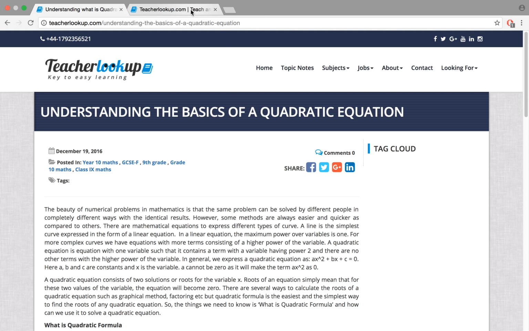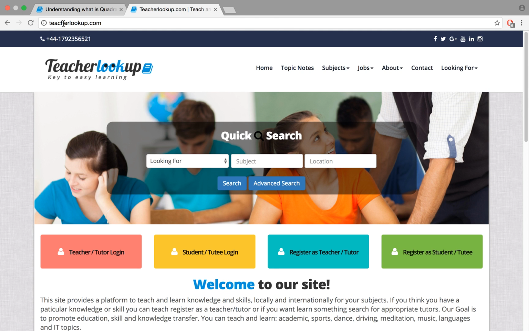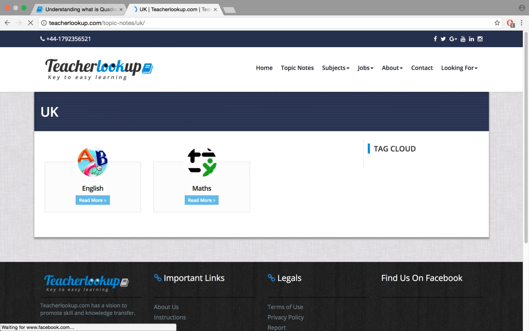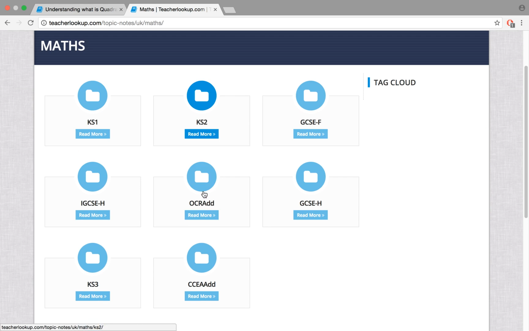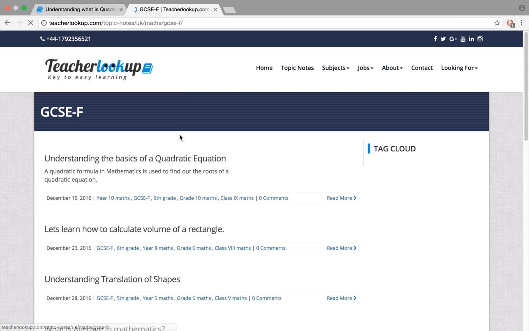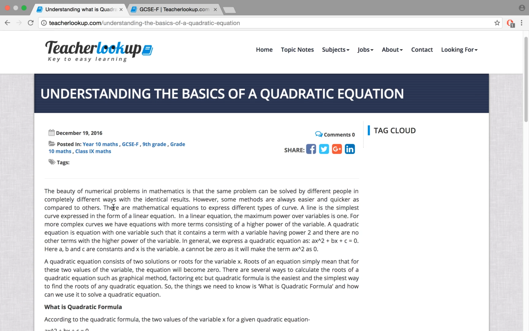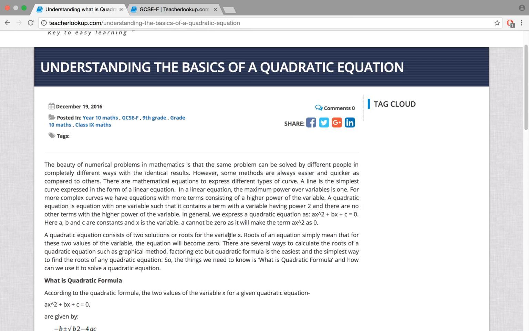Firstly, I want to show you how to get to this note. If you go to teacherlookup.com, click on topic notes, click on UK. This is there for other countries as well. Just for the sake of example, going to the UK, maths, GCSE, and this is the first one there, understanding the basics of quadratic equations. Right, since you know how we get there, next I would like to speak about quadratic equations.